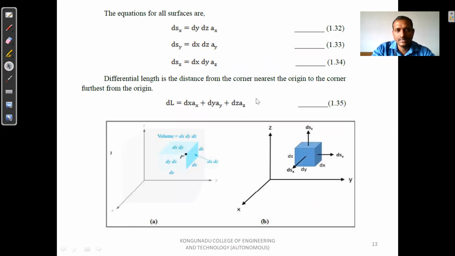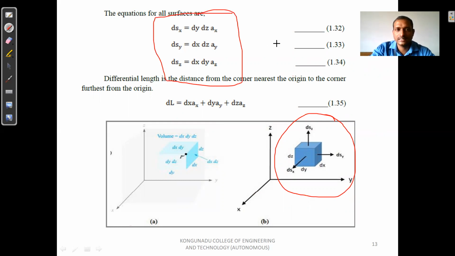So next, the differential surface of this Cartesian coordinate system. If you increase the dx, dy, dz values by a small amount, finally we get this rectangular box. So it has three sides, with three different faces: dsx, dsy, and dsz. Based on this, we are going to calculate the differential surface.